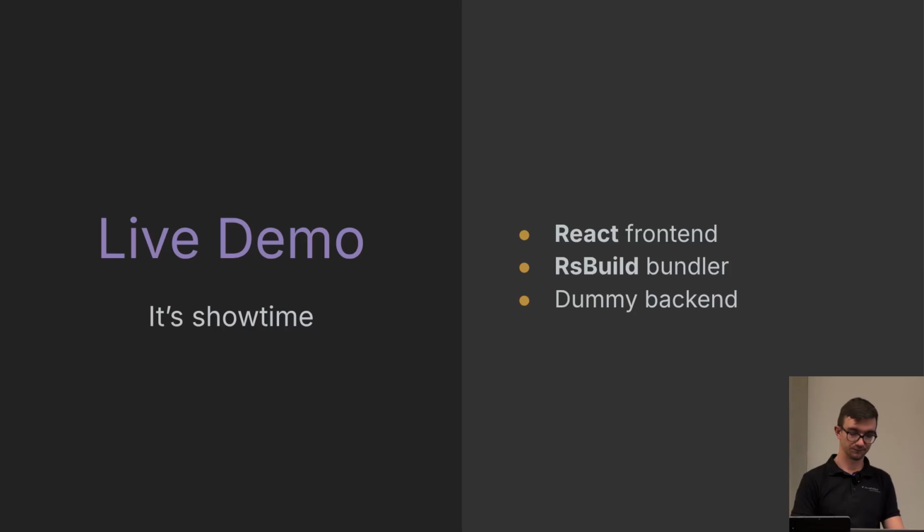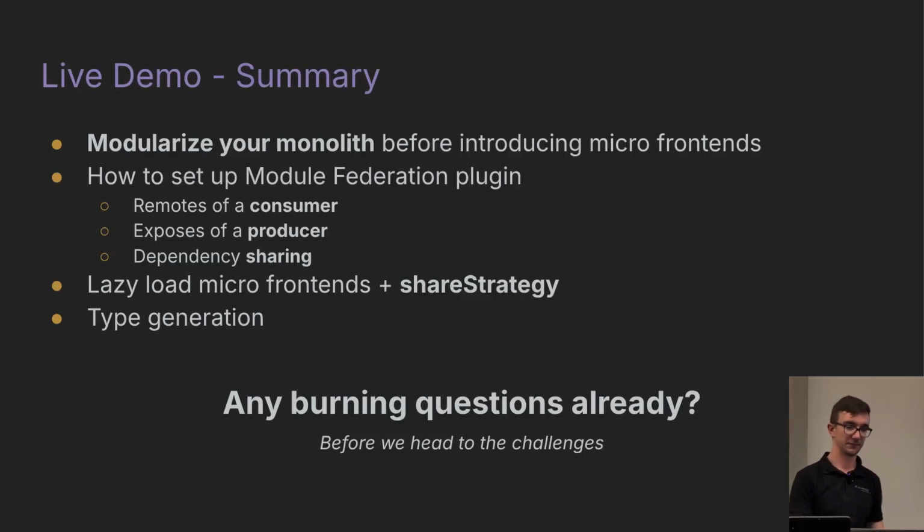Good. Now, to recap, what did we see now? So first, we emphasized more or less, please modularize your monolith before introducing micro frontends. Think of domains, think of borders, because if your dependencies go haywire, you will have a bad time throwing micro frontends at this. We also saw how to set up the module federation plugin, so how to define the remotes of a consumer, how to define the exposures of a producer, and what dependency share is and how it works. Finally, we did a detour with the share strategy and lazy loading, and we also saw how type generation works.